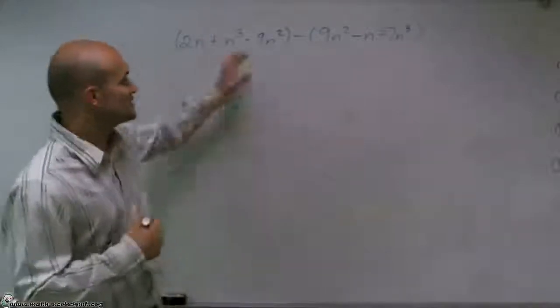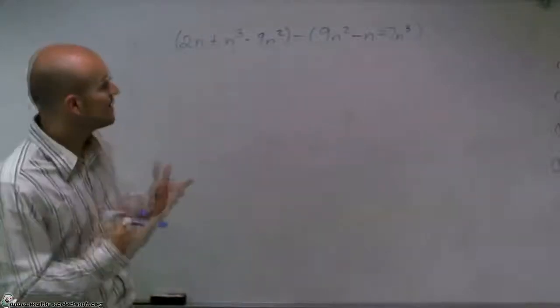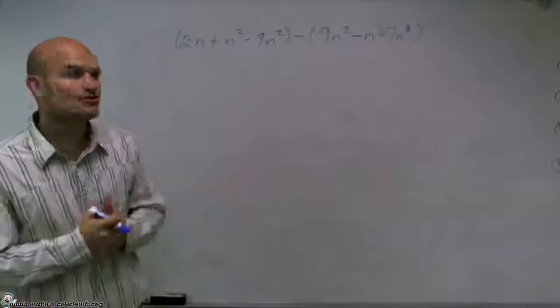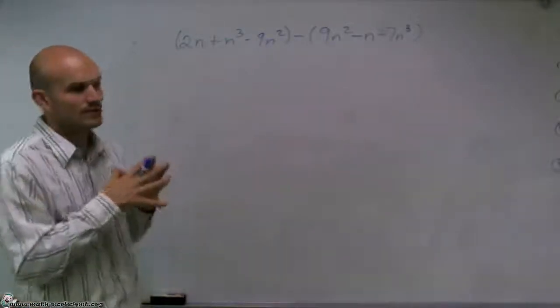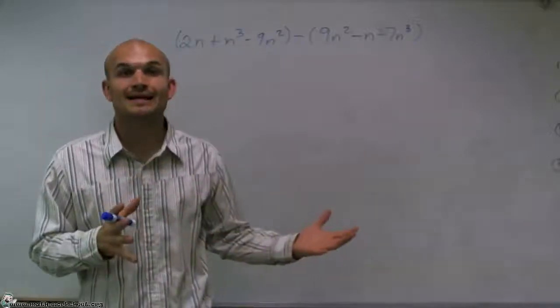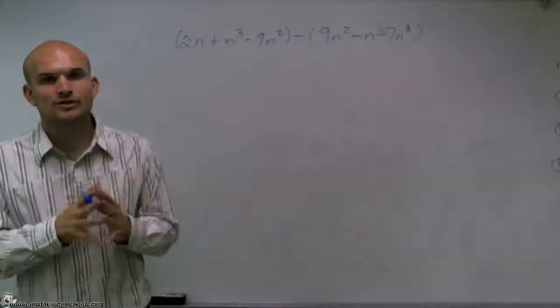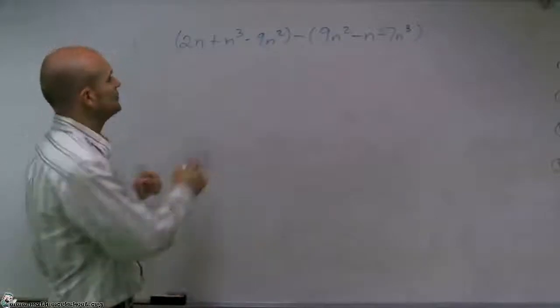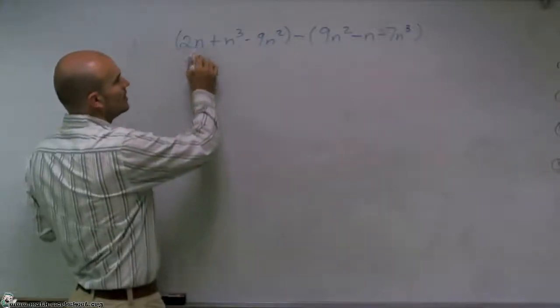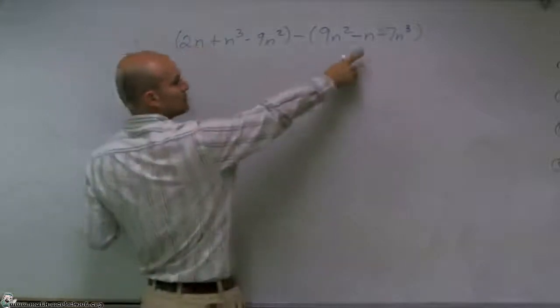Well, what I want to do today is show you how to subtract two polynomials, and in this case we have two trinomials, meaning they just have 3 terms each. The main important thing, whenever we're subtracting or even adding binomials and trinomials, is to make sure we're only subtracting like terms, meaning I can only subtract a 2n from another n to the first power, which I have over here.